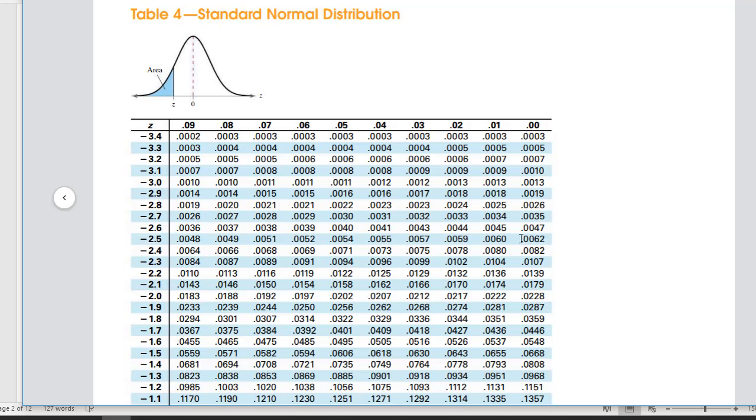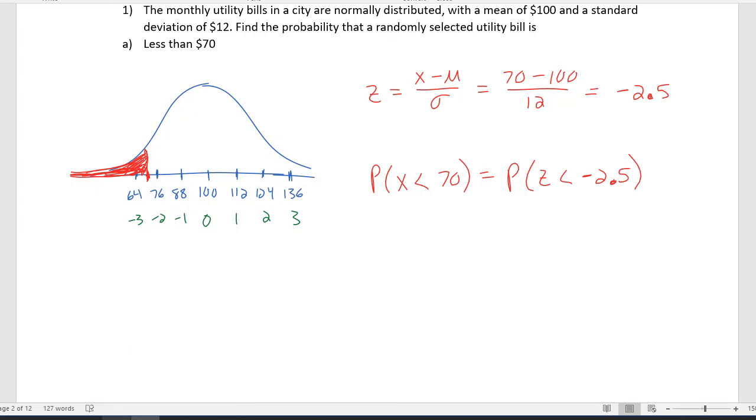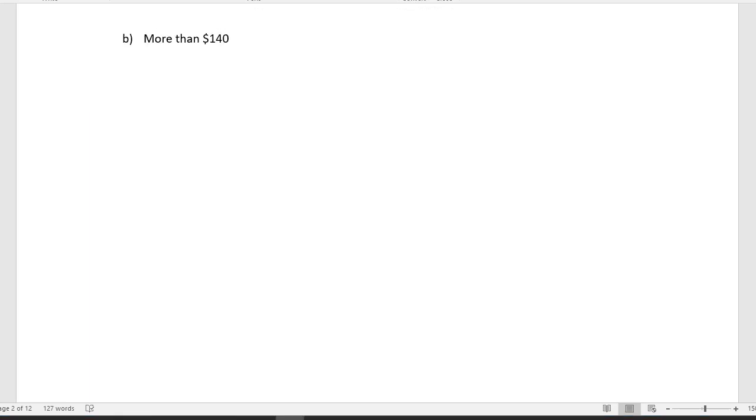So I'm looking at negative 2.5, going all the way to 0. I see 0.0062 would be the area of that shaded region. So the probability that my randomly selected utility bill is less than $70 is 0.0062.